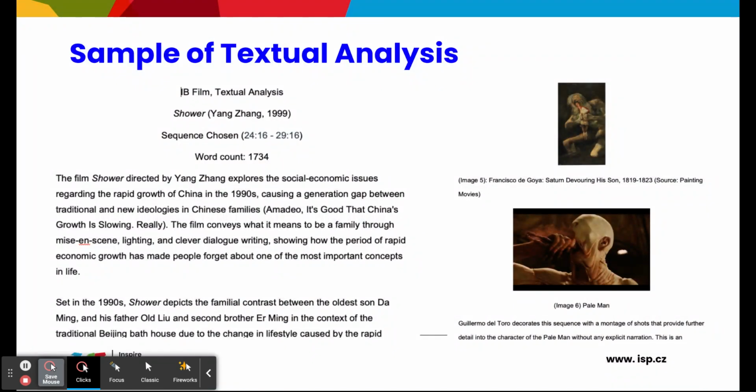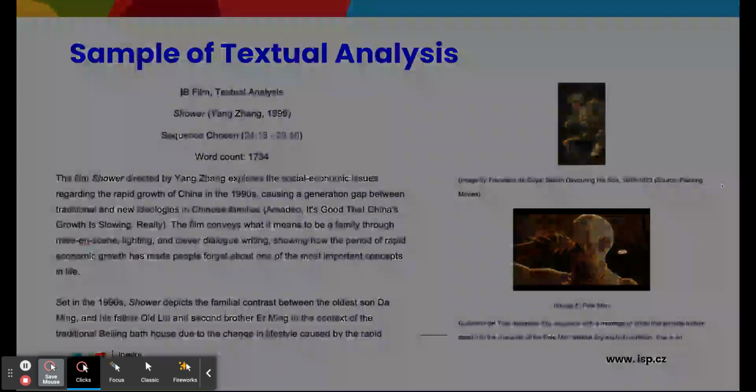Here's a sample of a textual analysis. You can see on the right-hand side here, it's from the film Shower. I have some templates that help guide them through the writing of this. A lot of it is research-based. And on the right side is just from a different textual analysis dealing with the film Pan's Labyrinth. And here you can see they have a couple of images there. One, a famous painting, and then a part of the film that looks similar.